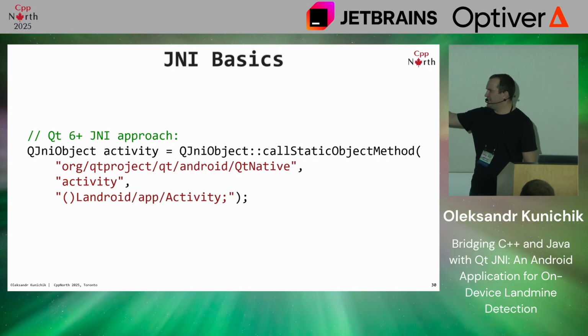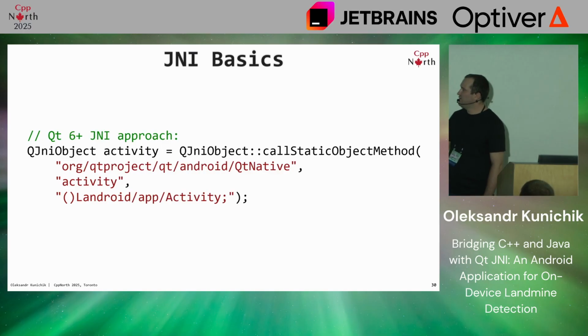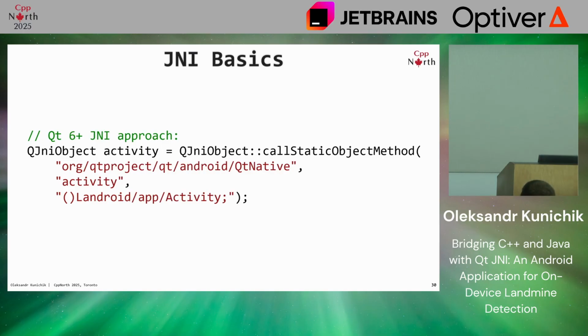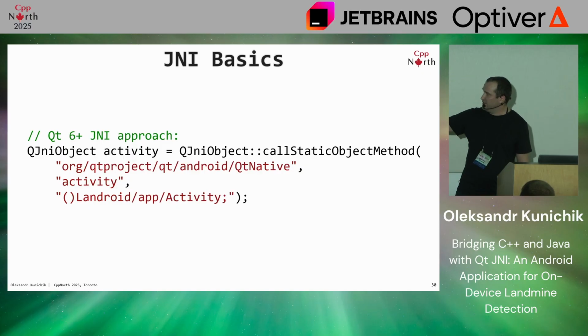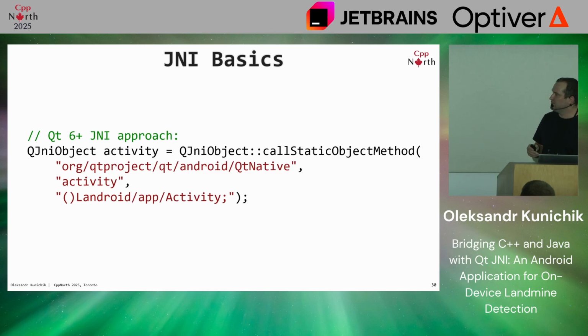And also we have such calls. I'll explain them later, but they look like this. So first we have to have the activity from Qt, or from Android. It's just the name of the class. Then we call the method, and the last line is the parameter. I'll explain it later. It's the signature of the function.